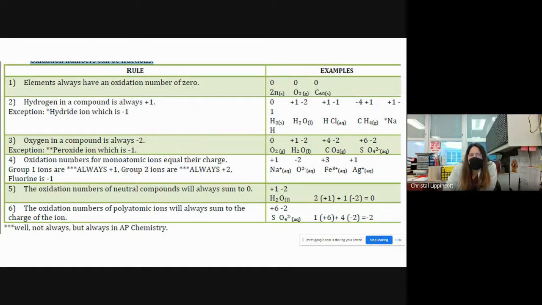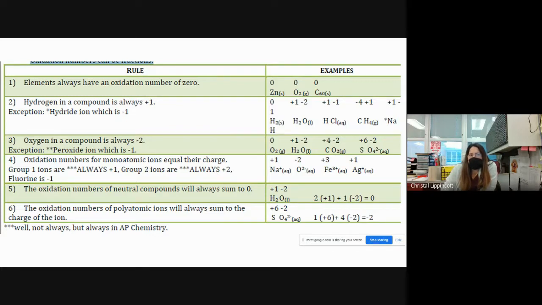All right, so here are some more rules. Elements always have an oxidation number of 0. So if it's an element or a diatomic element, it's always going to be 0 for its oxidation number. Hydrogen in a compound is always +1 unless it's a hydride ion where it's a -1. So like for here, this is where it would end up being a -1.